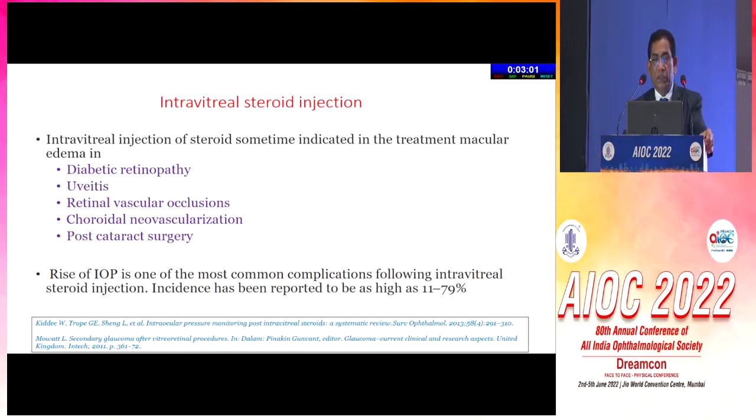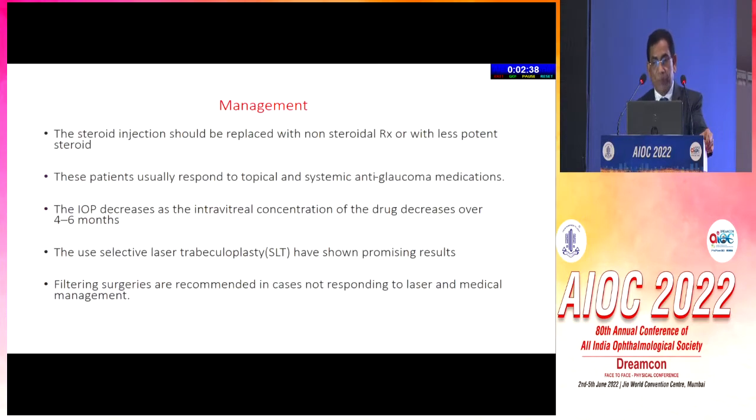Intravitreal steroid injection: the retina people, when they find macular edema from diabetic retinopathy, uveitis, retinal vascular occlusions, choroidal neovascularization, or post-cataract surgery, sometimes use intravitreal steroid. If the patient is a steroid responder, definitely there is a possibility of glaucoma, and the percentage is 11 to 79%. So a lot of people suffer. The most important treatment is to stop the steroid if possible. If not, then you can use a less potent steroid for the high IOP.